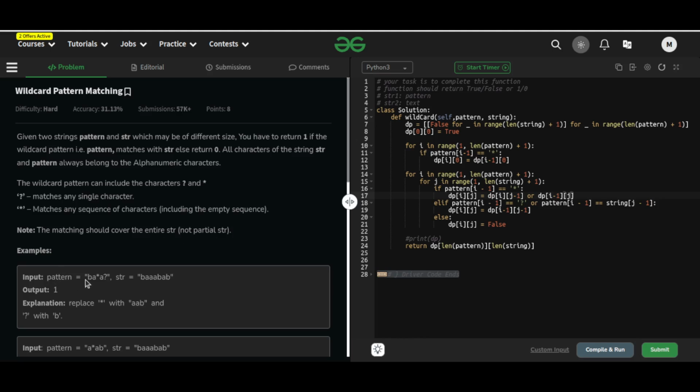So for instance, if the pattern is ba star a question mark and the string is this, then the pattern matches, because of which we are returning 1. So that's about the problem statement, folks. Now let us discuss the solution of this problem.